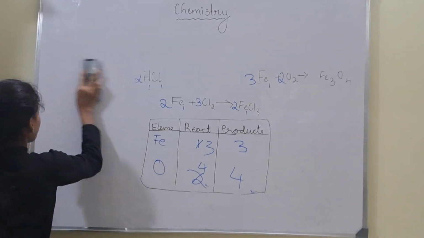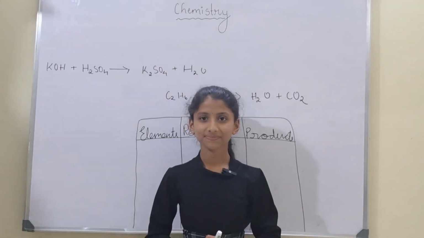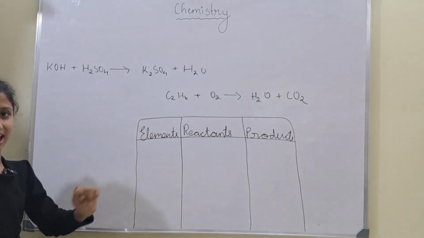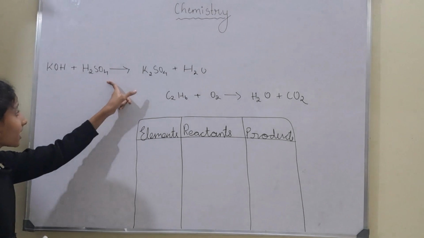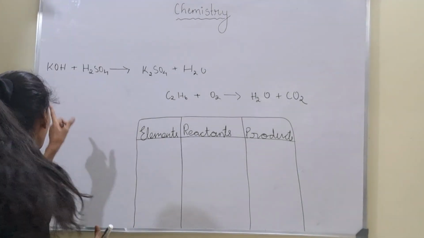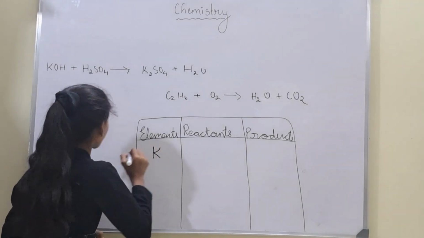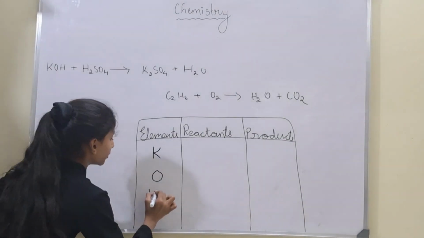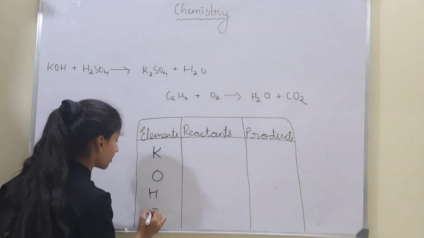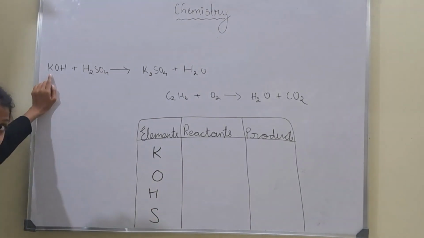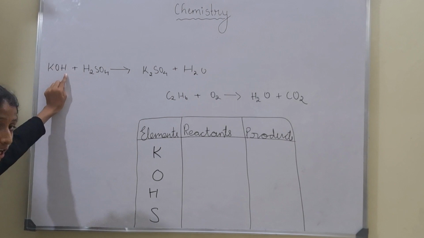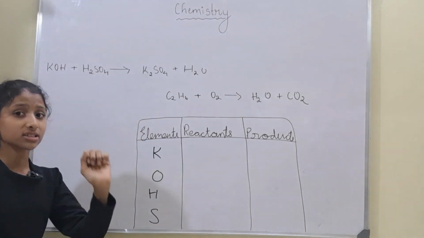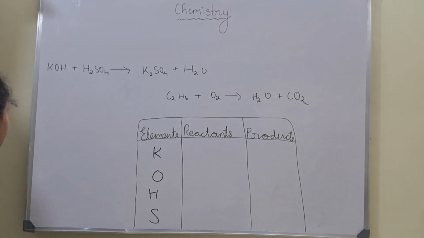Now let's solve more of such problems. Now let's balance these 2 equations using this table. First, what are the elements? Let's list them out. We have potassium, oxygen, hydrogen and sulfur. Now on the reactant side, what is the number of atoms for potassium?